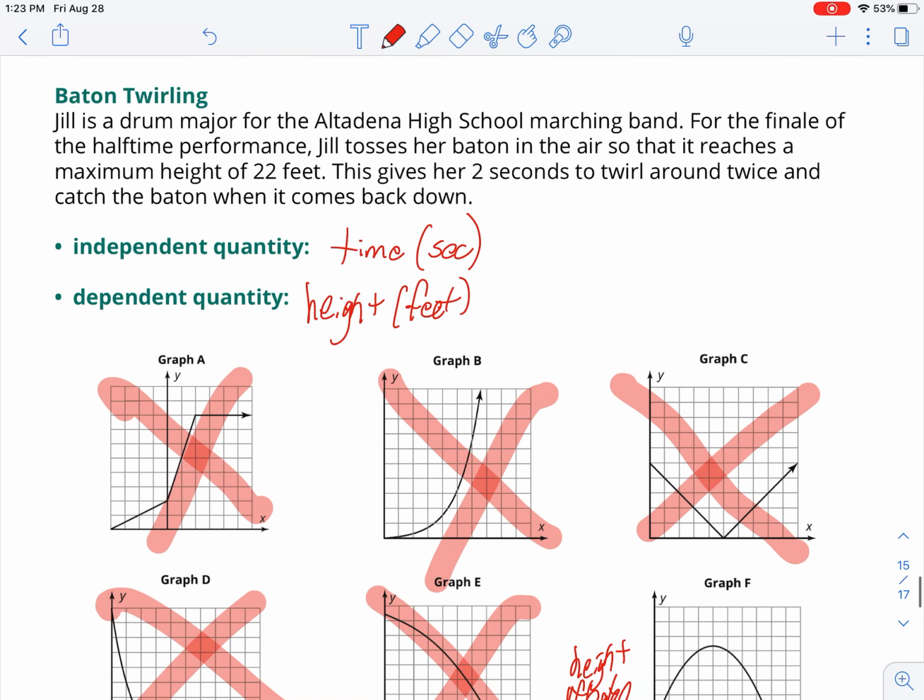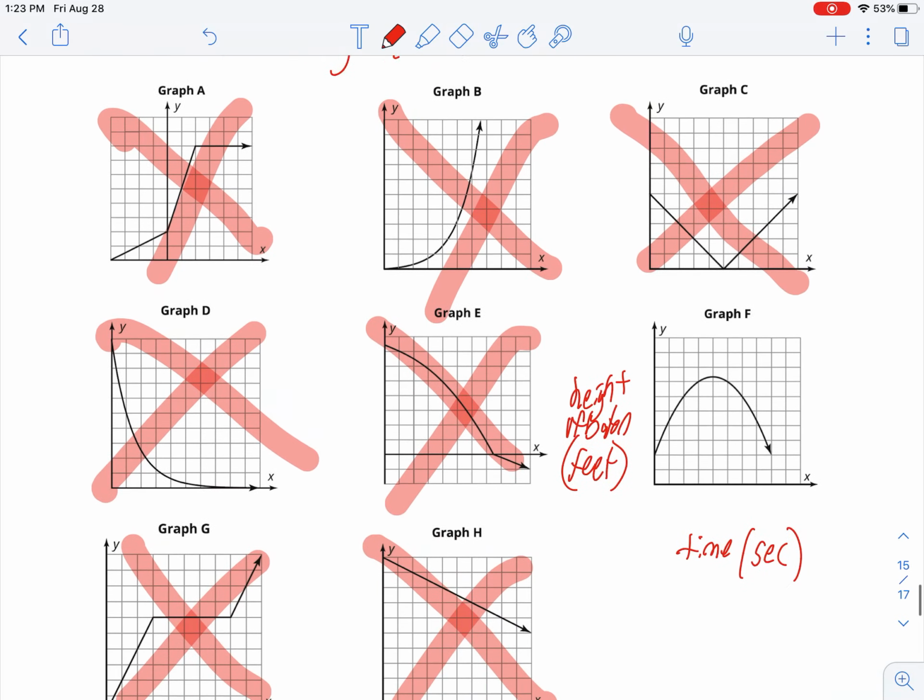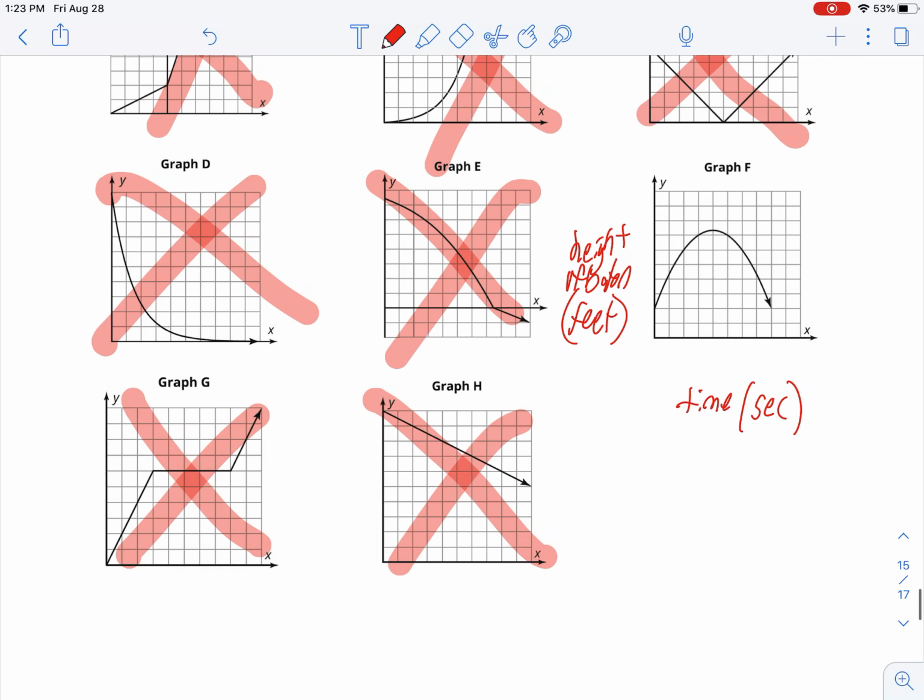It says on this, this gives her 2 seconds to twirl around. So we're talking a very short time. Toss a baton into the air, it's not going to take minutes. It's going to come right back down, and where it comes right back down is where she's going to catch it. Because of that, and we're dealing with something very small, we're going by 0.25 seconds. So 0.25, 0.5, 0.75, 1, 1.25, 1.5, 1.75, and then 2 is, I think, here.